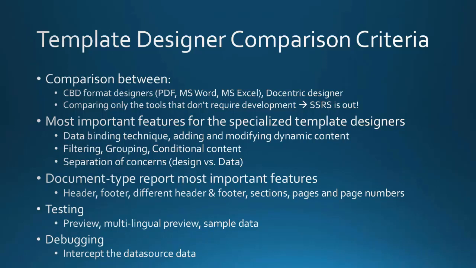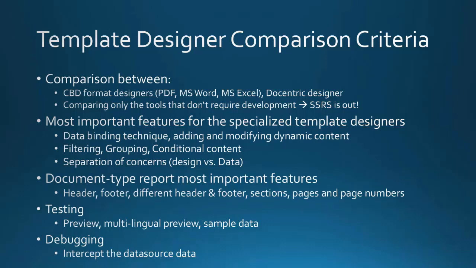How is debugging of unexpected results performed? If your custom field doesn't appear in the output document, or it doesn't have the value you expect, can you intercept the data coming from the data source and inspect it? Or do you need a developer to debug through the code?